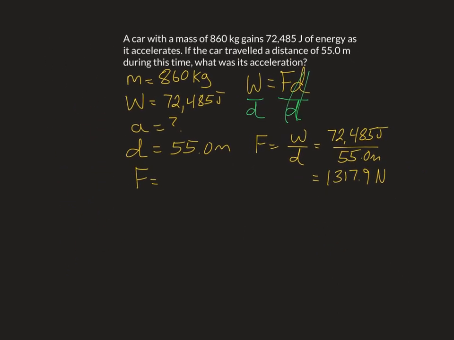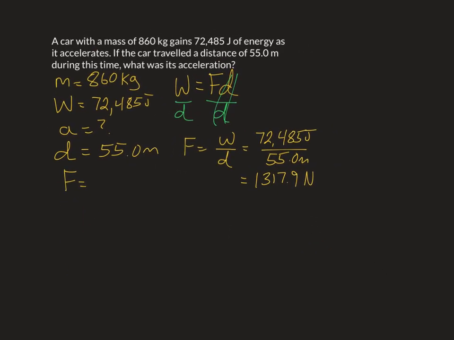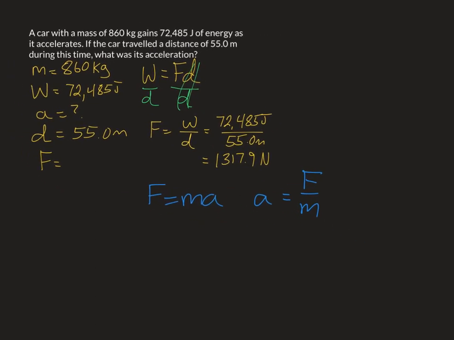So we're not done yet. I'm just going to zoom out a bit here. We're not done yet because we haven't found acceleration, but now we have everything we need to find it. All right. So I'm going to just change colors here so we know we're talking about something different. So now we're going to use our F equals ma formula and rearrange it to A is equal to F over M.